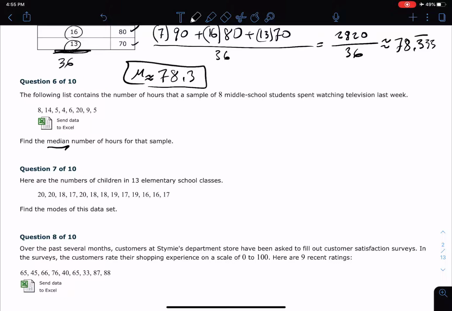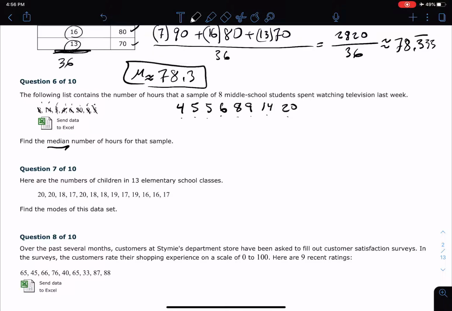To find the median, you need to order the data from smallest to largest. So we look at the smallest piece, which is 4. The next one looks like I have a 5 and a 5. And then what's next? It looks like I have a 6. And moving right along, 8 is next, and then 9, and then 14 and 20. Always double check. 1, 2, 3, 4, 5, 6, 7, 8. And that was 1, 2, 3, 4, 5, 6, 7, 8.